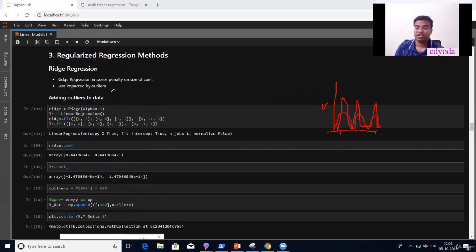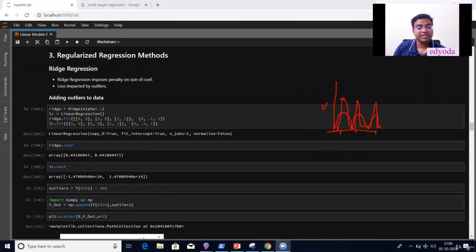The first one is ridge. This alpha controls the peakness. If alpha is equal to 0, there is no taping happening. Let's say this is the data, 2-dimension data, and this is the target. We are fitting this with ridge regression and, correction, linear regression both.